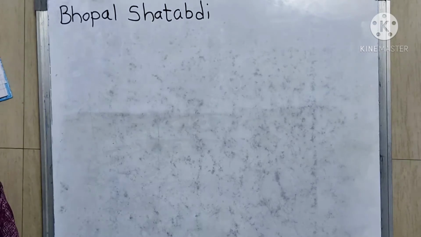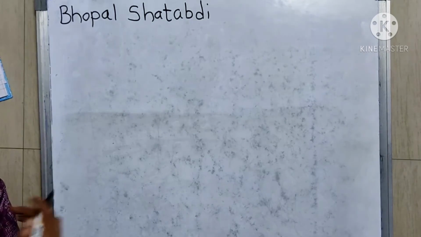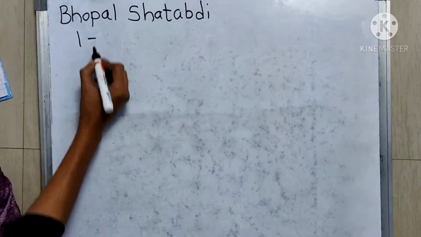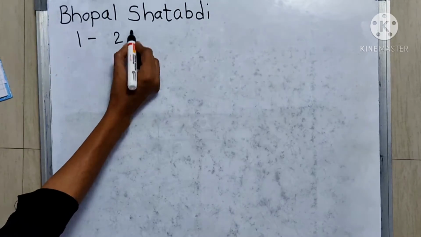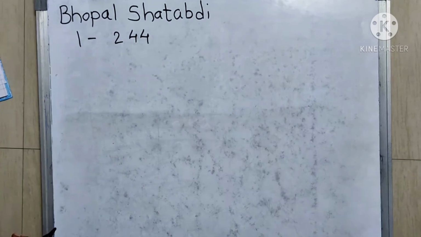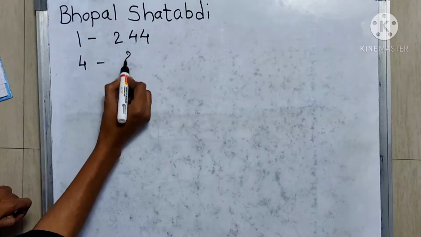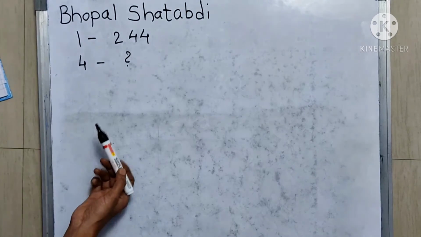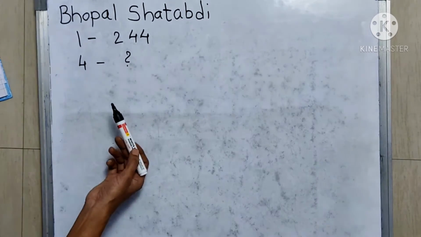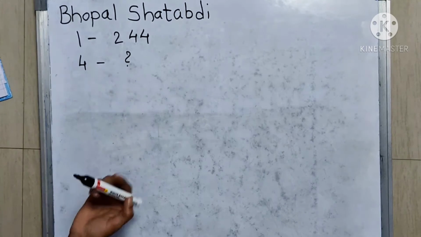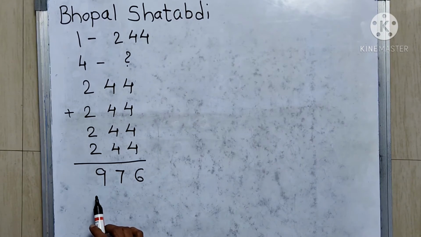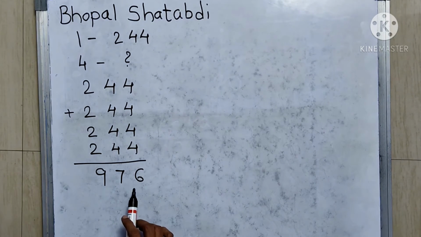First, we will calculate the ticket cost of Bhopal Shatabdi train. For one person, the ticket cost is 244 rupees. Milan and his 3 friends are going to plan. So, we need to calculate the cost for 4 tickets. So, children, here you can use the repeated addition method, means add 244 4 times. So, the answer is 976.